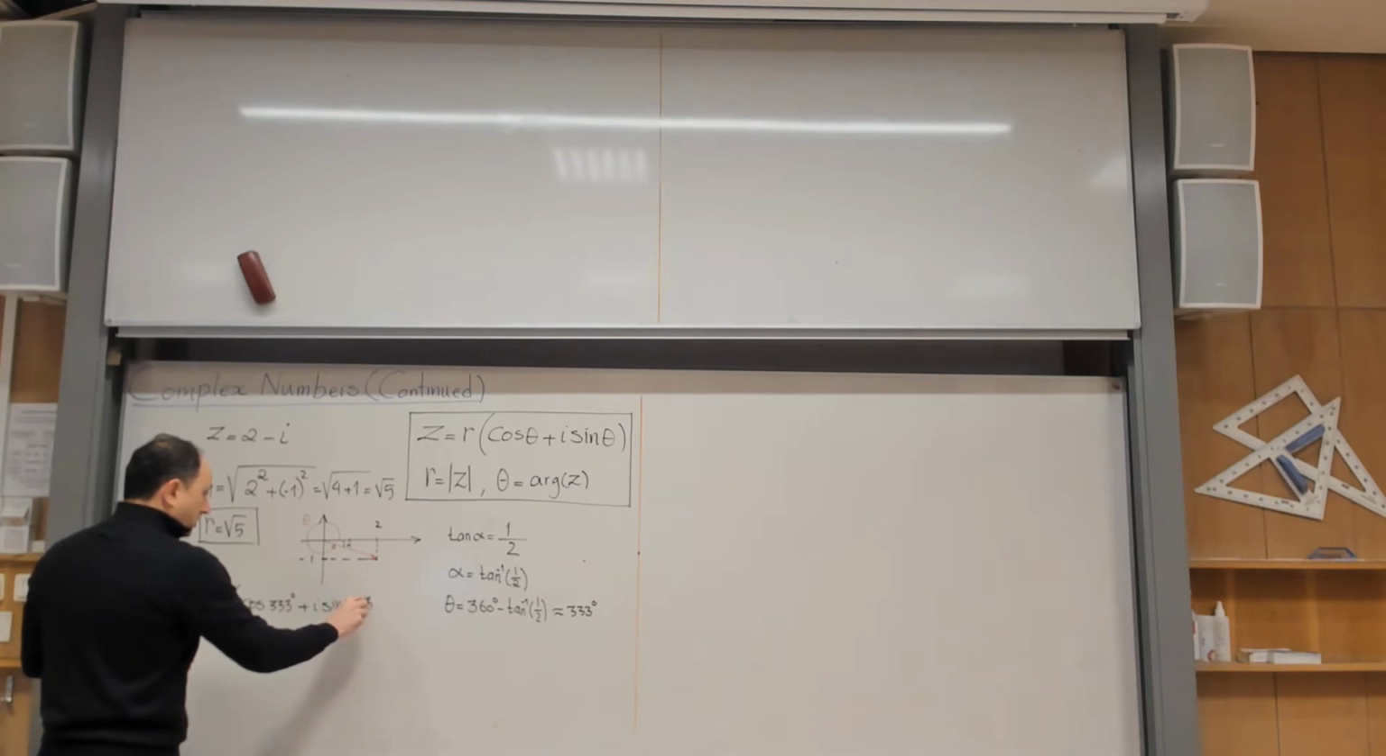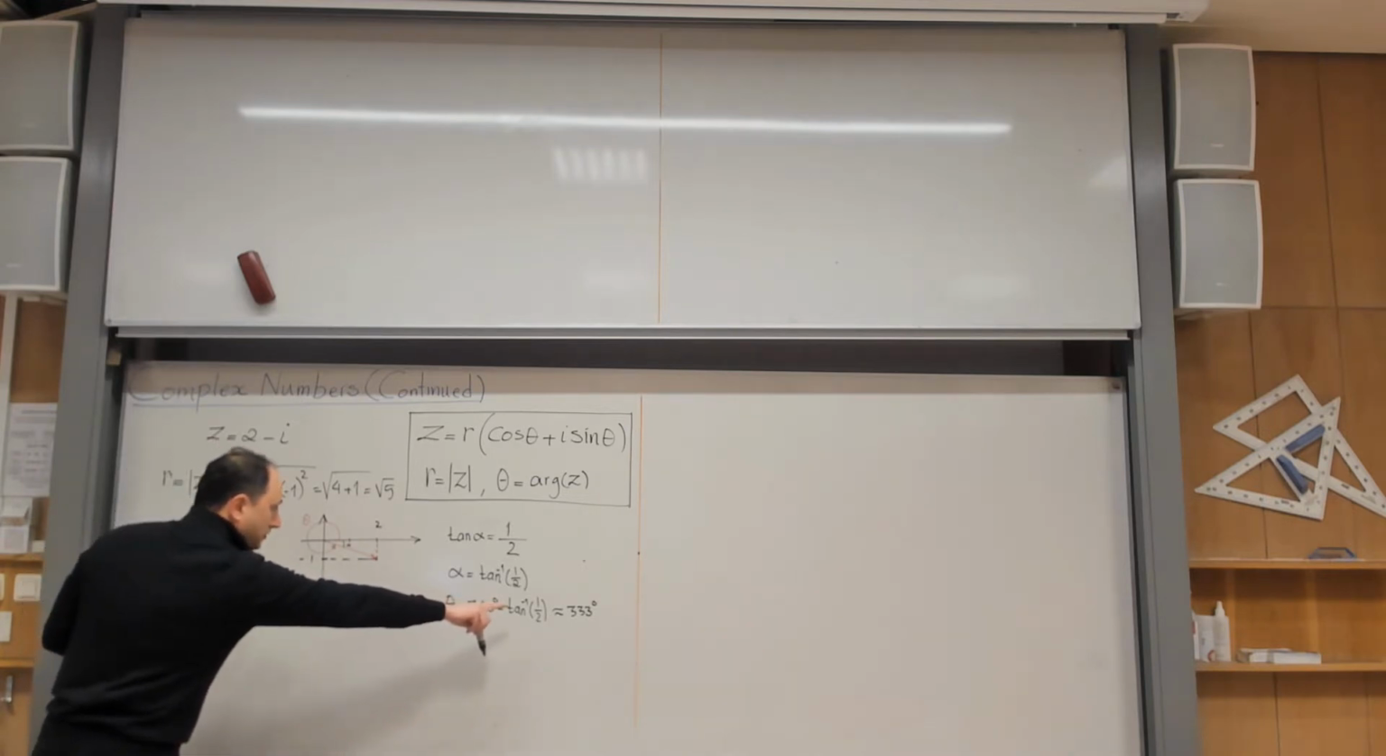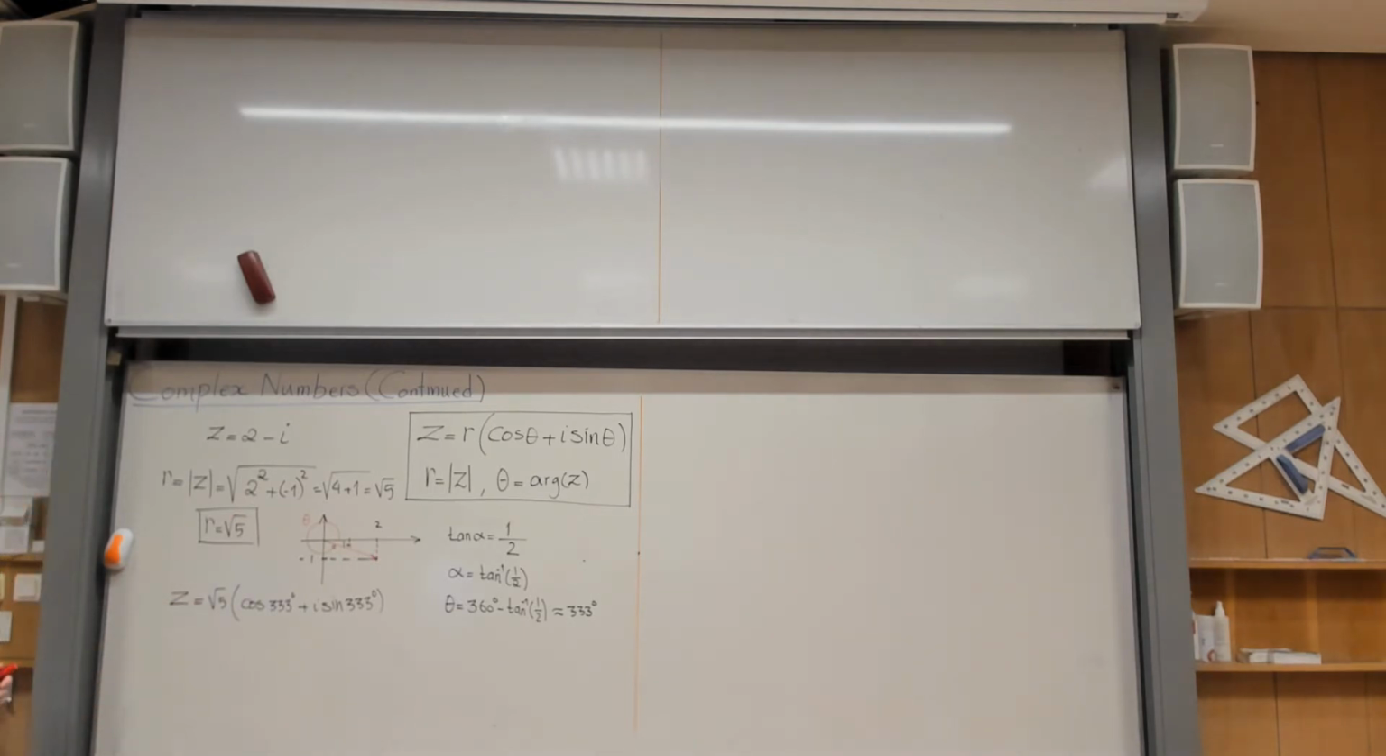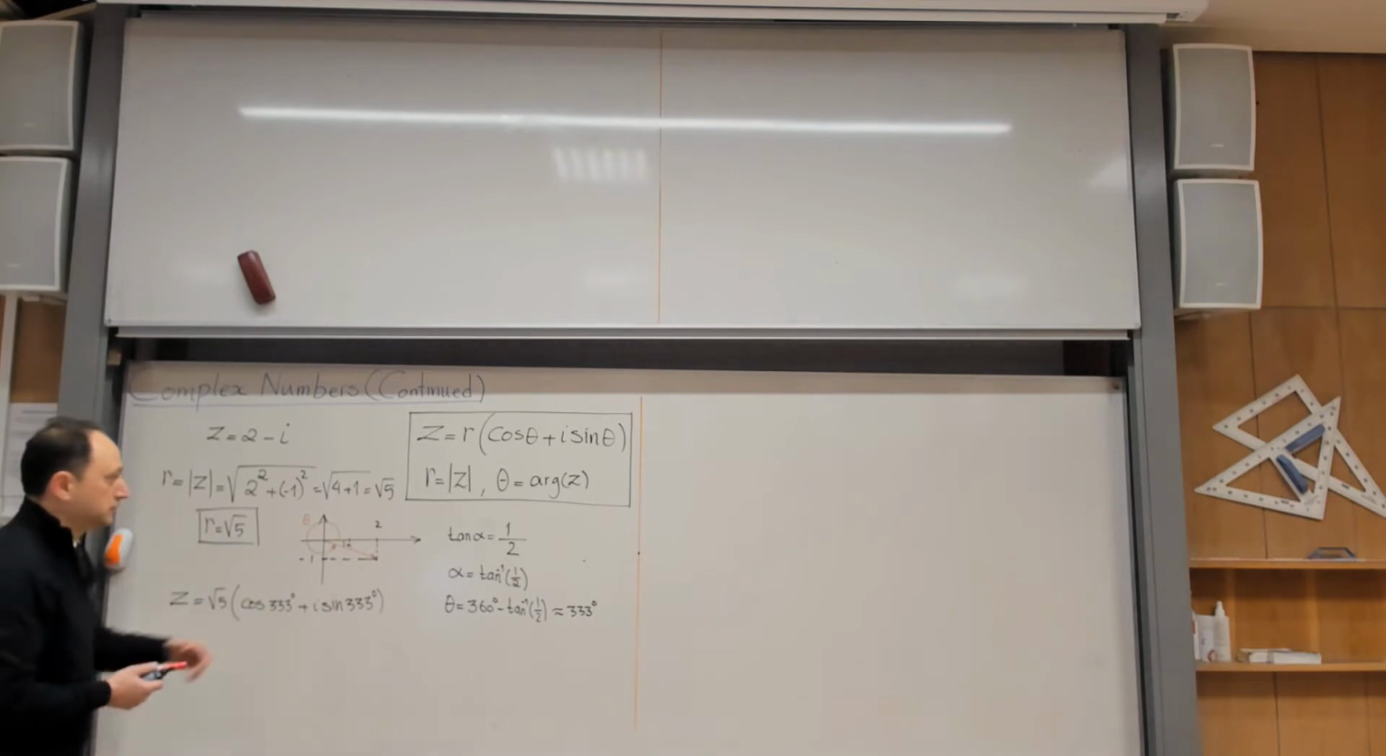But of course, because this is an approximate value, this is not exactly z, but it's very, very close to z. So that is the polar form of that complex number. Is that clear? So even if the angle is not a famous angle, you have to do it that way.